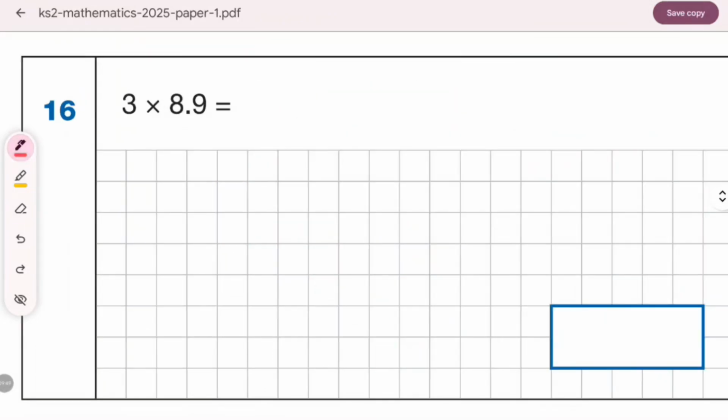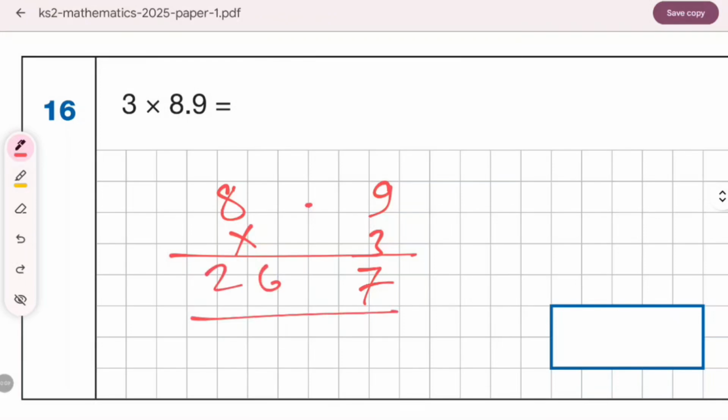This is the normal multiplication. So we will use the column method for multiplying these two decimal numbers, 8.9 times 3. When we multiply, 9 times 3 is 27, carry 2, and 8 times 3 is 24, plus the carried 2 is 26.